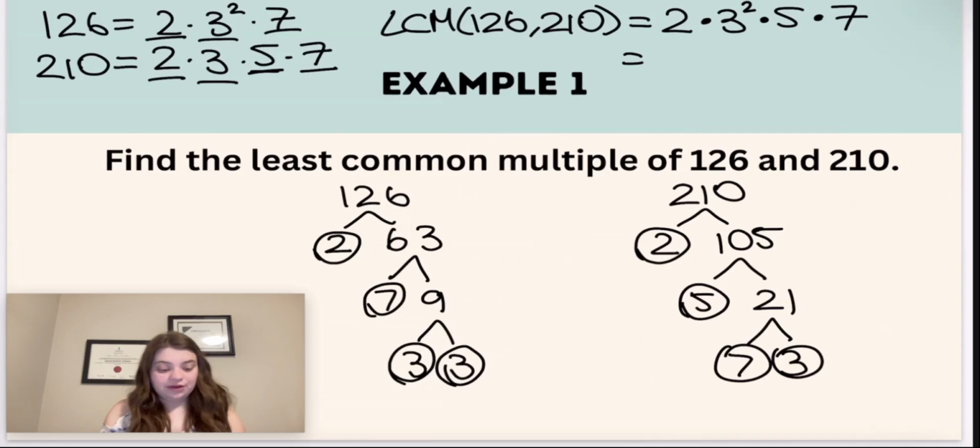Now, in order to figure out what that is, feel free to take out your calculator on this one. If it's a simple one, we probably wouldn't, but for this one, let's do it. So let's see, 2 times 3 squared, which is 9. So 2 times 9 times 5 times 7 is going to be 630. So the least common multiple of these two is 630. All right, and so there we go.